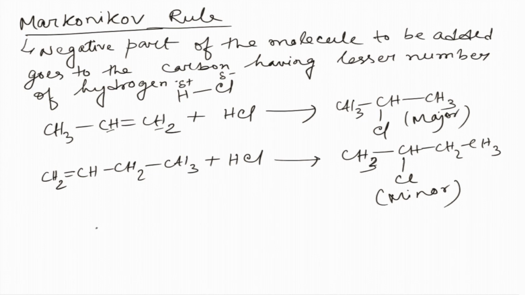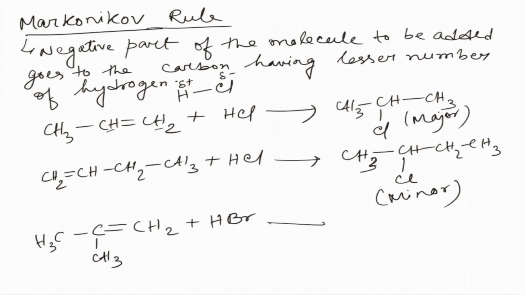Now, let us say this is the compound, we add HBr. What will happen? This has 2 hydrogen, this has no hydrogen. So, hydrogen will add here and bromine will add to this carbon.